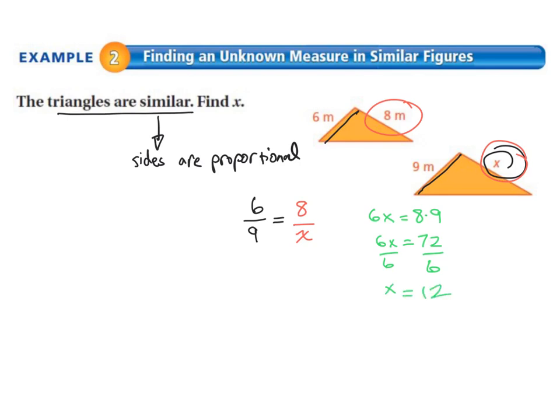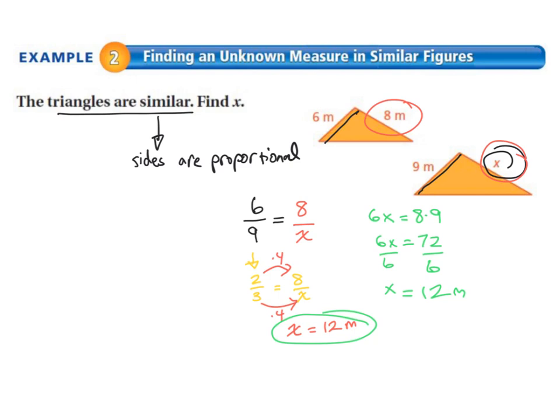If we wanted to be a little crafty, we could reduce 6 over 9 to 2 over 3, and then use our mental math strategy: 2 times 4 equals 8, so 3 times 4 has to be x. Another way to prove that x is 12. And remember, it has units, so either way you go, the answer should be 12 meters.